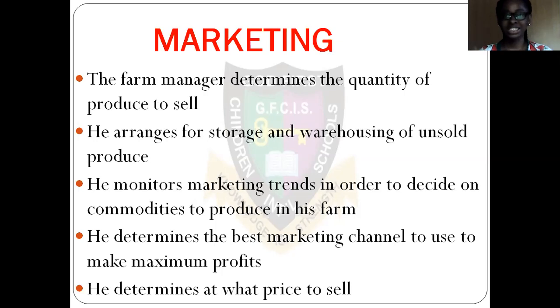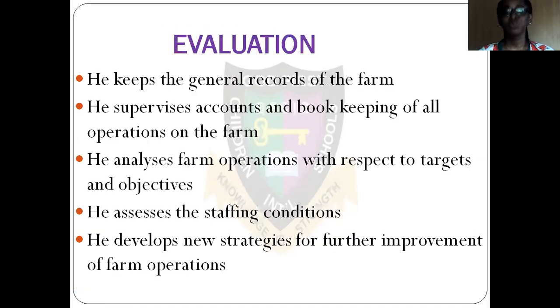Four, he determines the best marketing channel to use in order to make maximum profit. And five, he determines at what price to sell.